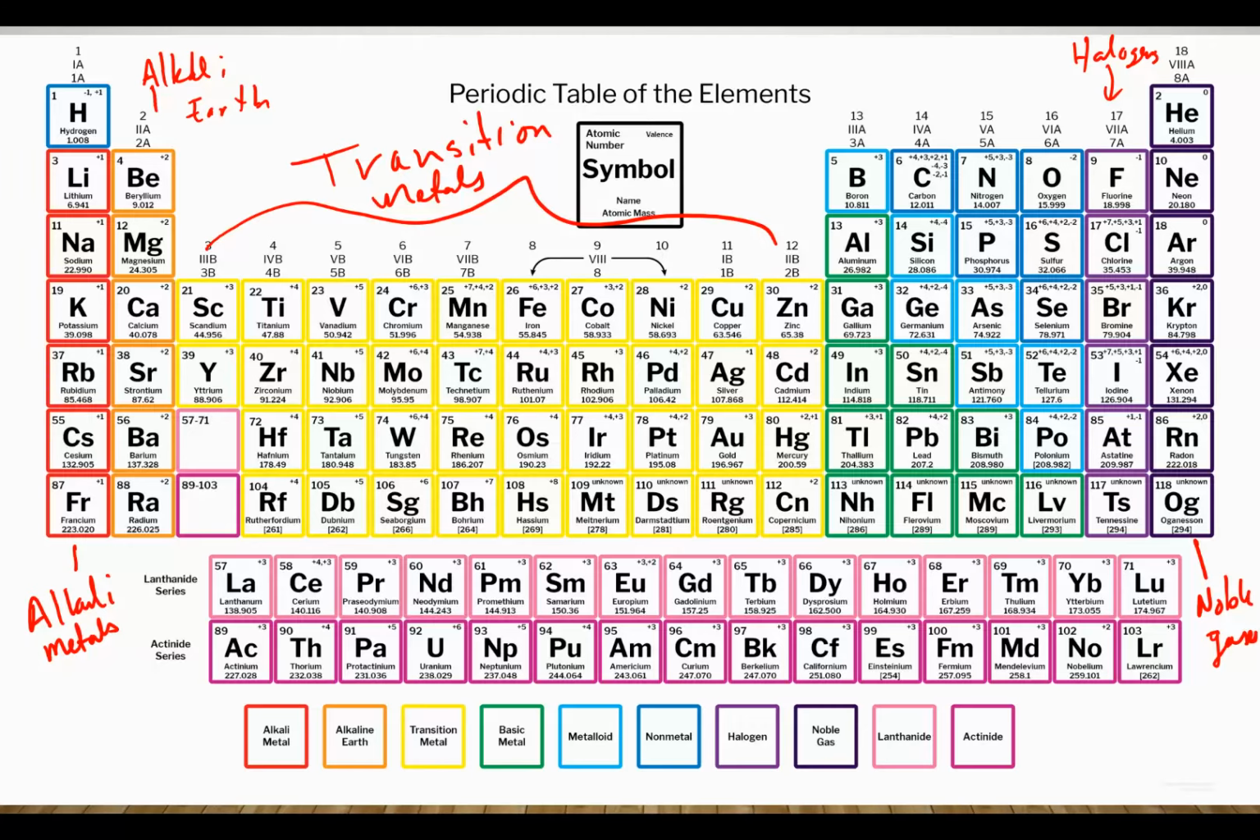Further things you should know is relative electronegativities. The electronegativity is highest here at fluorine, lowest down here at francium. So electronegativity is highest here, high electronegativity, and down here we have low electronegativity. And actually associated with that, the sizes are biggest on the left and biggest at the bottom.